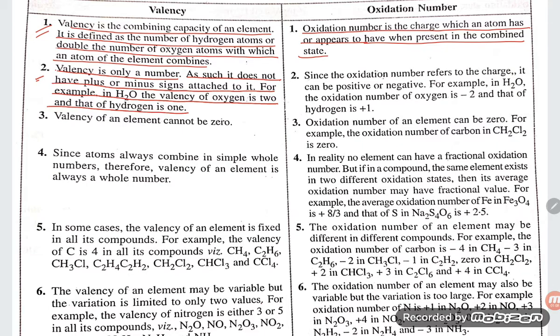Now see the oxidation number. Since the oxidation number refers to charge, it can be positive or negative. For example, in H2O, the oxidation number of oxygen is -2 and that of hydrogen is +1.